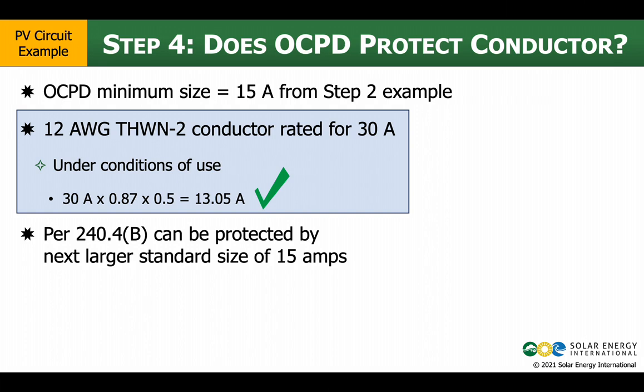240.4(B) says you can protect a conductor with the next larger standard size, 15 amps. That was our calculated minimum. Our conductor under conditions of use has a corrected ampacity of just over 13 amps. It's okay to protect it with the 15 amp overcurrent protection device.